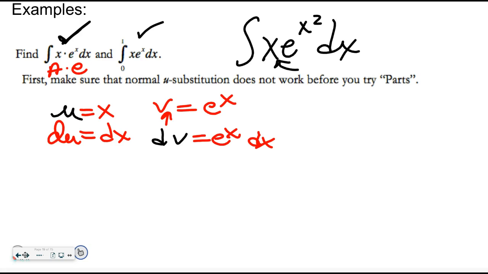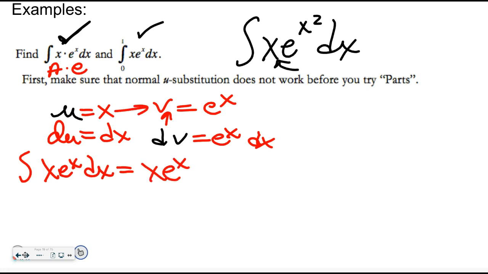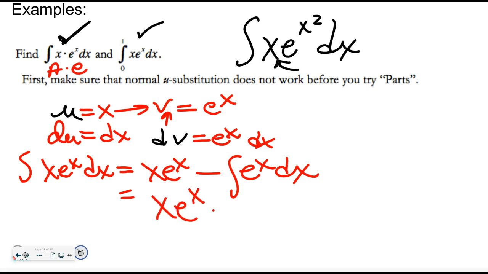So then I just say that the integral of x e to the x dx is equal to uv minus the integral of v du. Moved it. How are you doing, Daniel? All right. So Daniel, what's the antiderivative of e to the x? Okay. So this is just x e to the x minus e to the x plus my good friend Carl. Maybe an e to the x gets factored out on multiple choice.